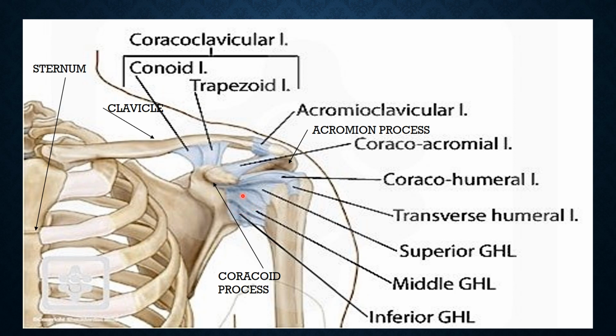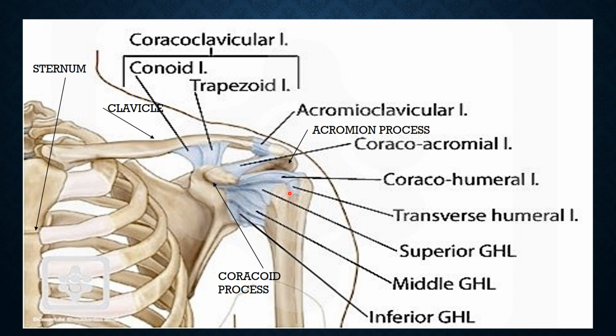Then we have transverse humeral ligament. Transverse humeral ligament, as the name suggests, is transverse. It is acting as a bridge across the intertubercular sulcus. Intertubercular sulcus is the groove through which the long tendon of the biceps brachii passes. So it is actually holding the tendon in place, right?